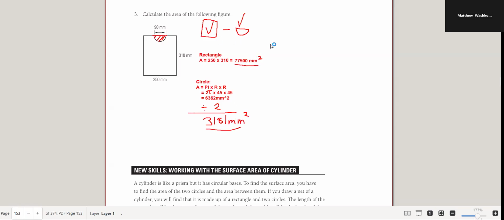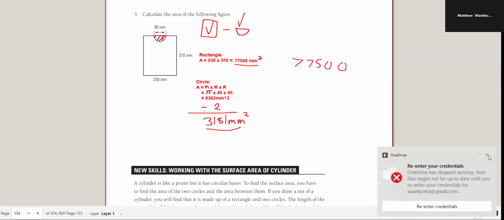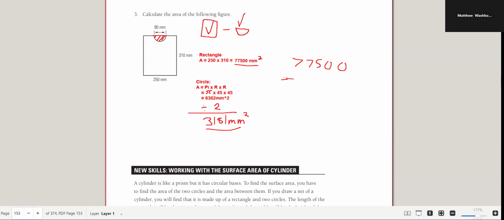Check, check. All I got to do now is take 77,500 and subtract 3,181 millimeters squared. I'll get 74,319 millimeters squared is my final answer here.